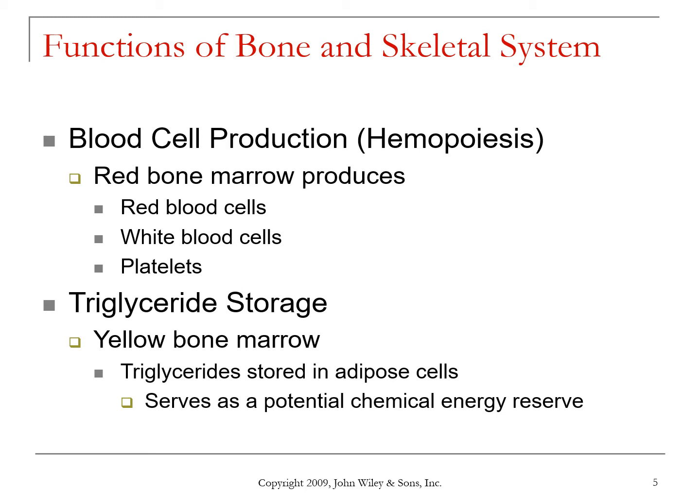So I mentioned that in the adult, most of the cavity spaces are filled with yellow marrow. That is adipose tissue, where adipocytes or adipose cells store large amounts of triglycerides. So in this way, the yellow marrow acts as a potential energy reserve, as those triglycerides can be released and broken down to provide substrates for ATP synthesis.